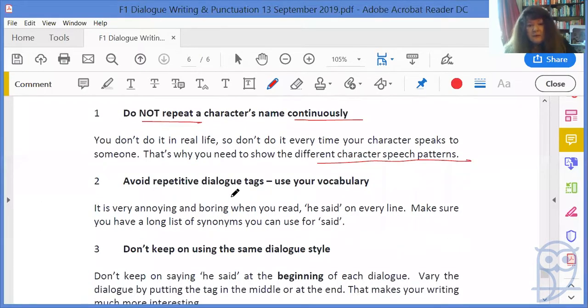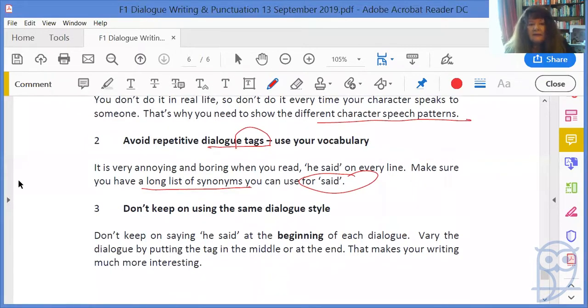Okay, so the same thing with dialogue tags. Have that bunch of synonyms there that you can use for the word said. Then your writing is going to be much better. You'll get more marks because you've used synonyms. You'll see that's in all the marking criteria everywhere, in your exams or otherwise.